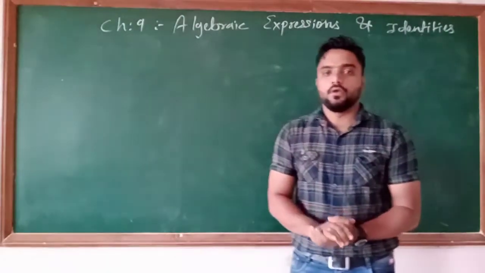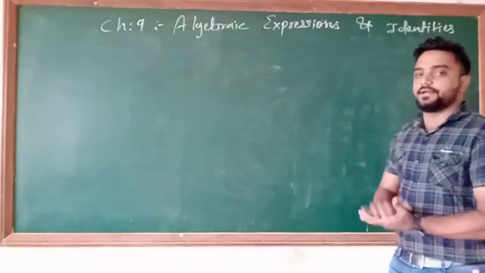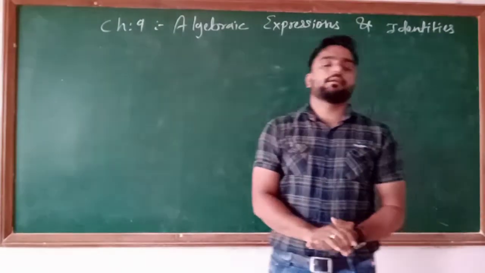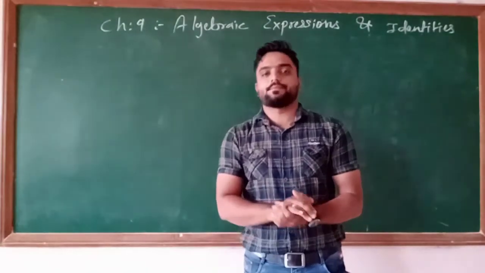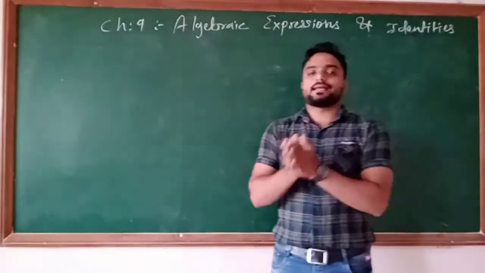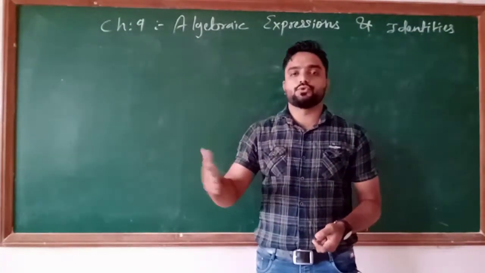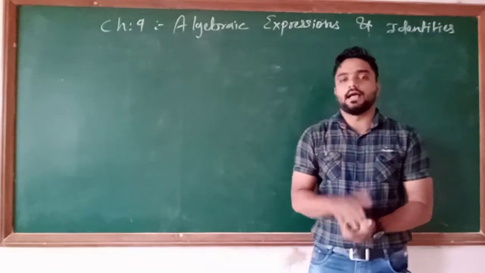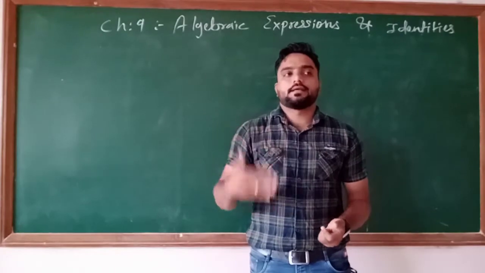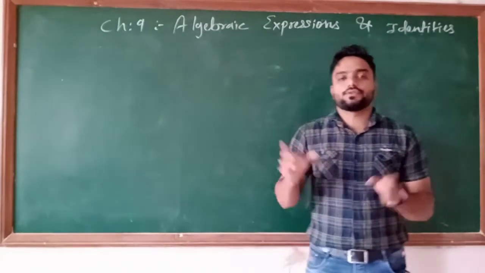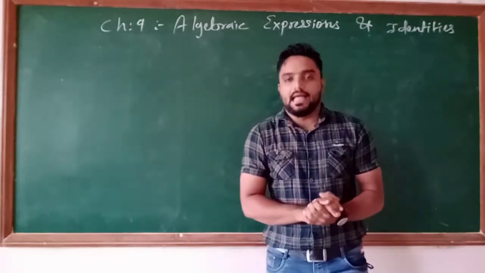Now today we'll start our new chapter, chapter number 9, algebraic expressions and identities. The concept behind algebraic expressions is already covered in the second chapter. An expression contains known values, that is any number like 1, 2, 3, 5, and unknown values, that is variables like x, y, z, a, b, c. The expression formed by both of these values is called an algebraic expression.